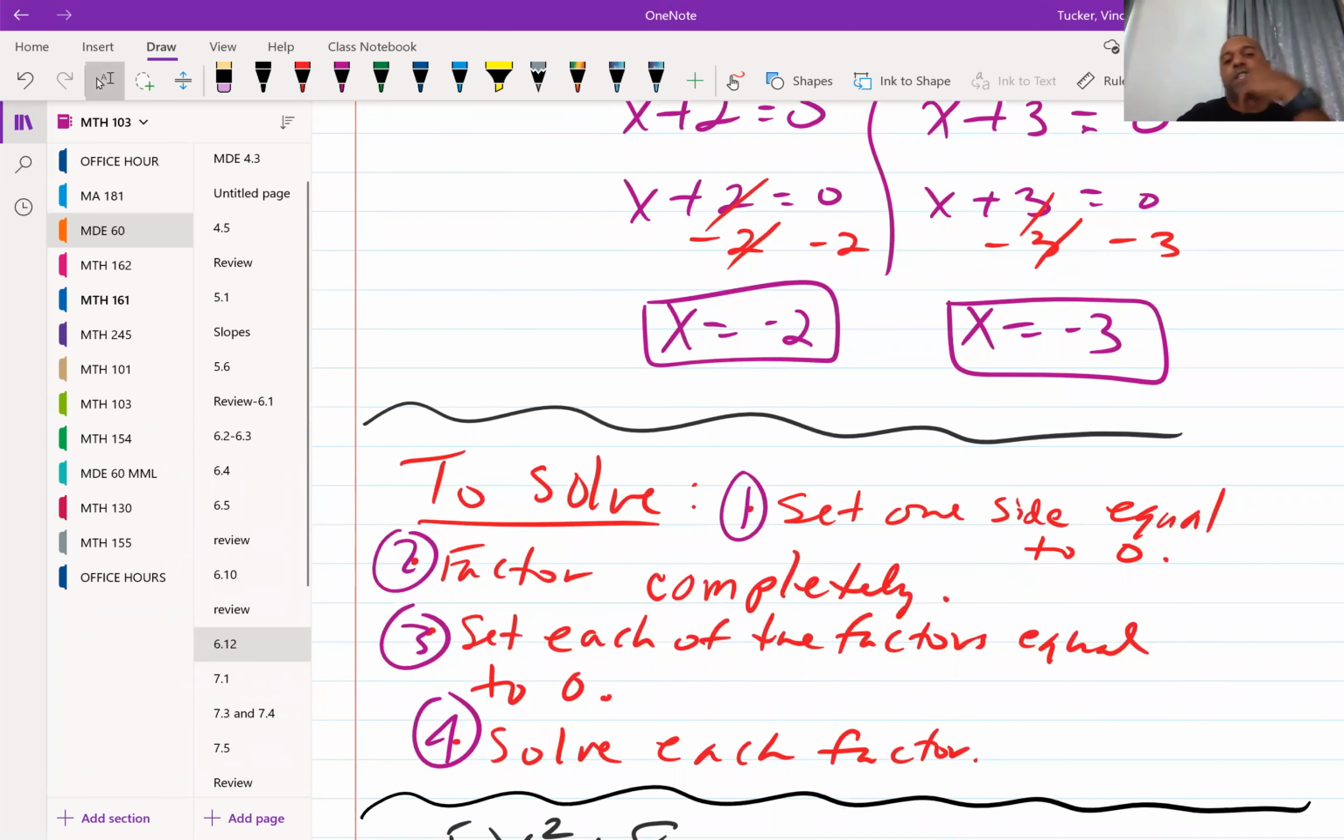All right, so there go our steps. Step one, set one side equal to 0. So you want to make one side 0. Then we're going to factor completely. Then we'll set each factor equal to 0, and then solve each factor for your variable.